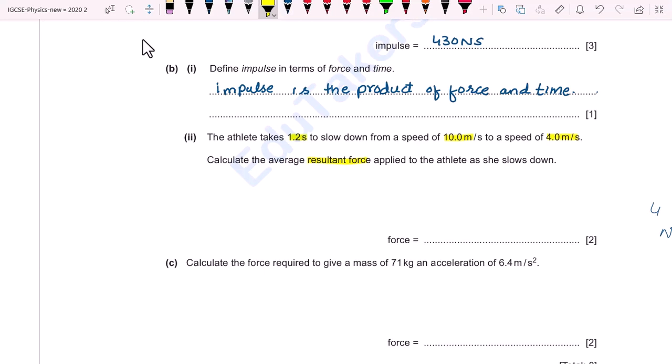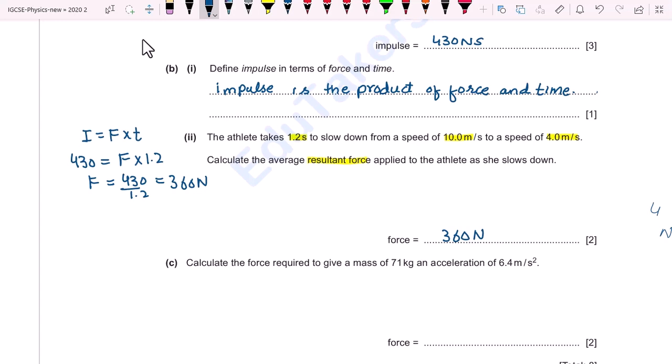So I write impulse I equals F times T. We have already calculated the impulse and it comes to be 430. So I write 430 equals F times T, where we have to calculate the force and time is given as 1.2. By rearranging, F comes to be 430 divided by 1.2, which equals 360 newtons. So the resultant force comes to be 360 newtons.